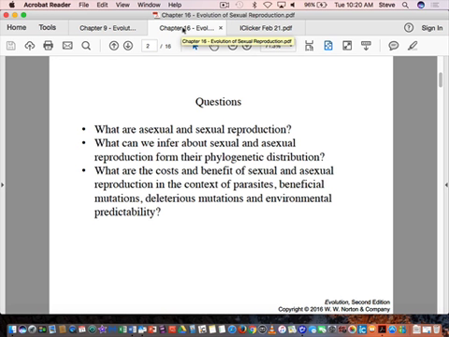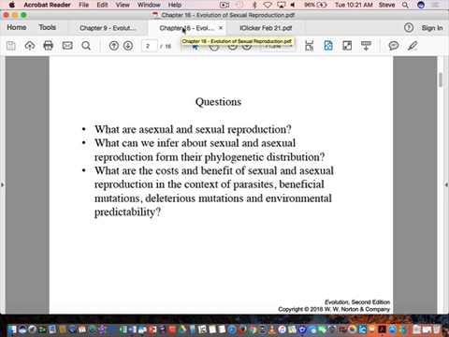We're going to look at it in terms of exaggerated traits that males often have that are involved in sexual selection. And we're going to spend a lot of time on costs and benefits of particular kinds of traits. And the relative costs and benefits of traits influence whether they are maintained, lost, or those sorts of things. So we're going to look at the costs and benefits of sexual and asexual reproduction in the context of parasites, that is host-parasite interactions, what we call beneficial mutations, deleterious mutations, and environmental predictability. And we're going to talk about specific examples of how we use this.